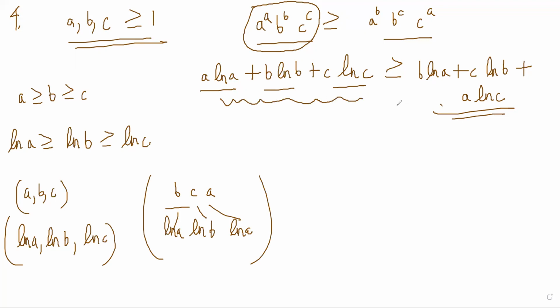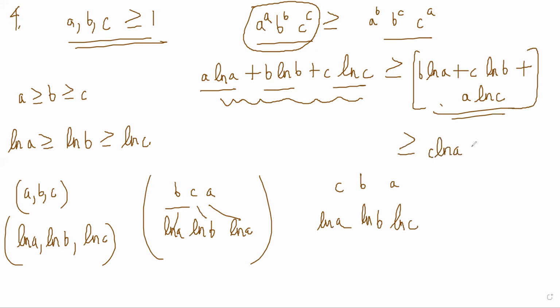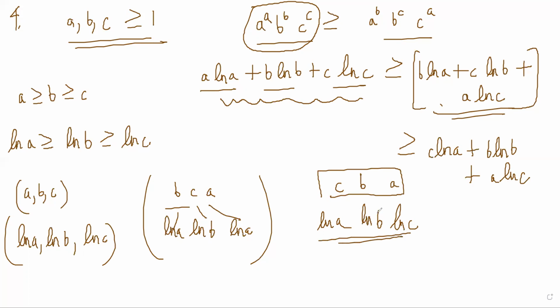What about the other bound? You should know the other bound also. The other bound is if you multiply C, B, A with ln A, ln B, ln C. So we can show that this thing is always greater than or equal to C ln A plus B ln B plus A ln C, where this is in reverse order and this is in the normal order. Ln A is greater than ln B is greater than ln C, and C is less than B is less than A, right? So in this case, this is also true.